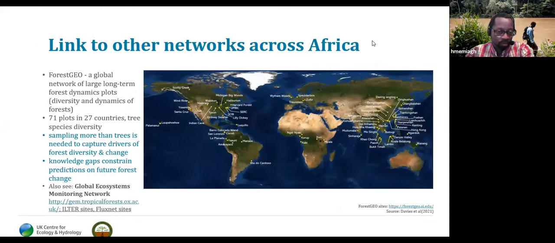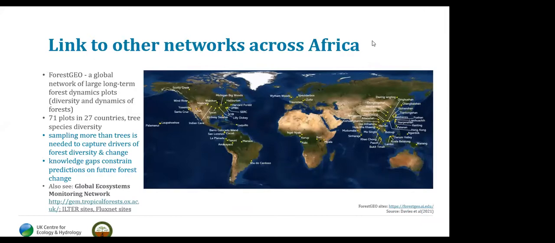As we deliberate on this workshop, I also thought that we should think of linking with other networks across Africa, which are carrying out similar studies. For example, a recent publication, which has just been published in the past few weeks, is reporting on the ForestGEO, a global network of large long-term forest dynamic plots, which has about 71 plots in 27 countries, and mainly undertaking tree census and biodiversity studies. And in our region, we have a few of these sites.